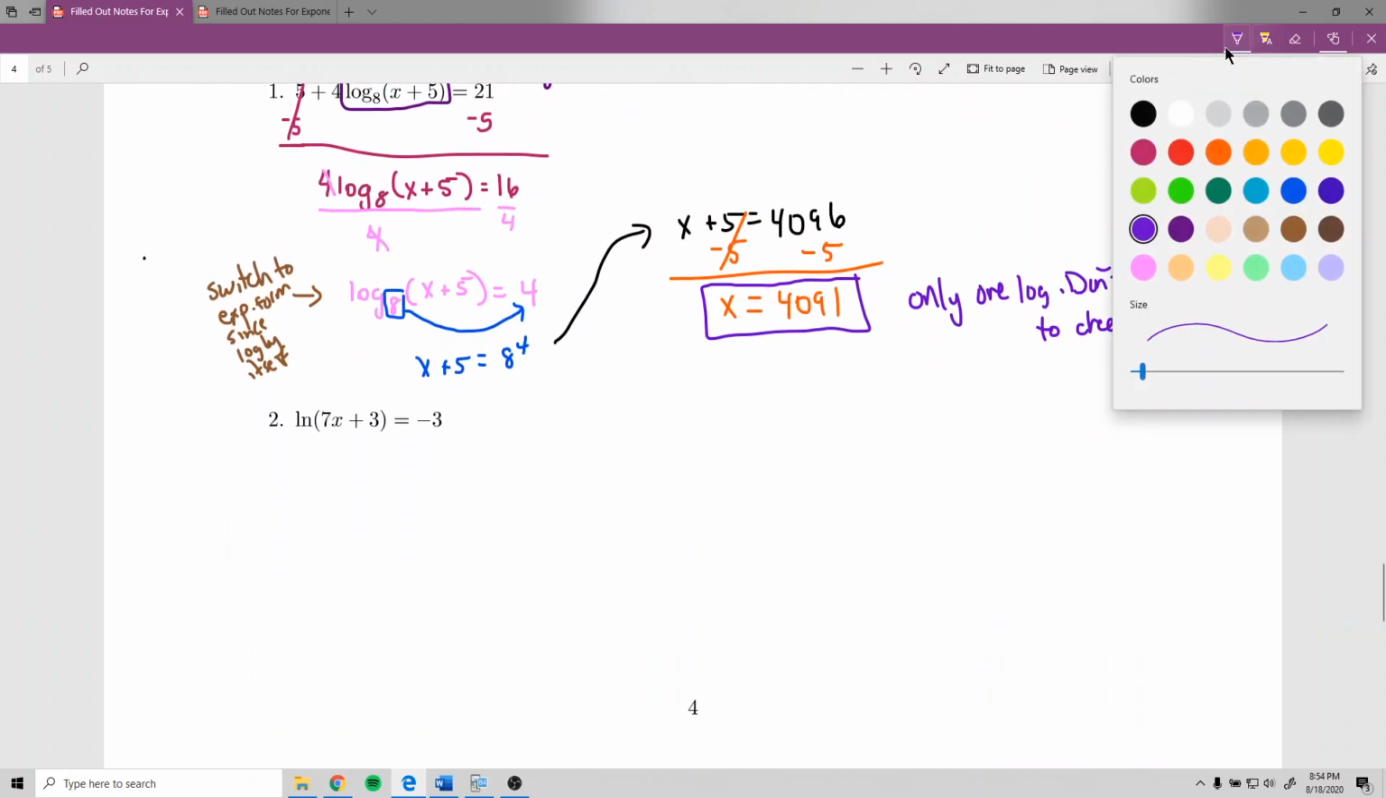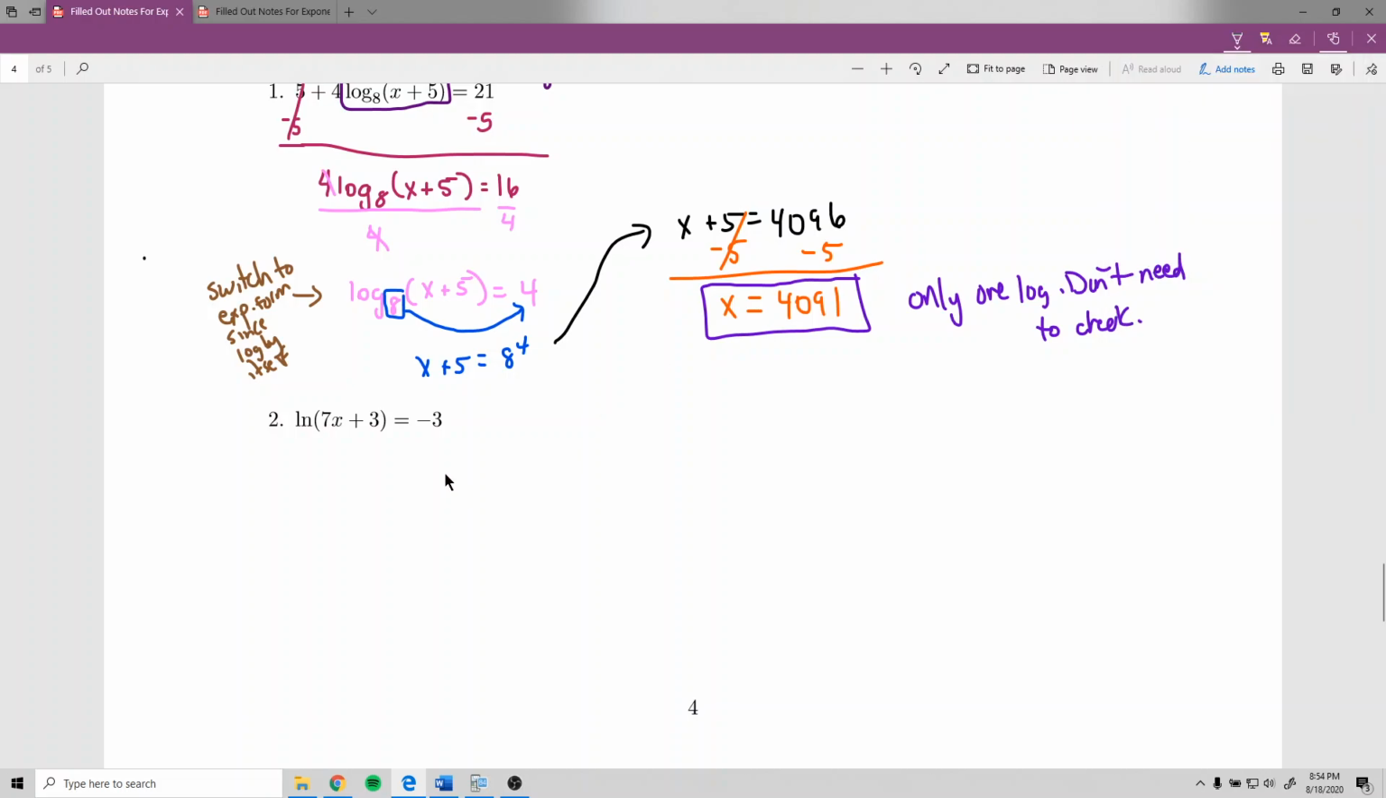All right, so the next one, it looks a little bit simpler, but because of the base, we'll see there's a little more to do at the end. We have the natural log of 7x plus 3 equals negative 3. The idea is the same. It doesn't matter what the base is. You want to get the log part by itself, and this one already is.